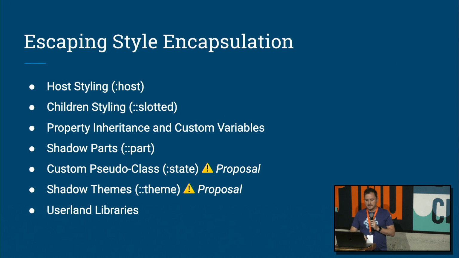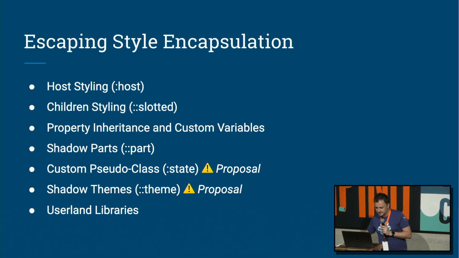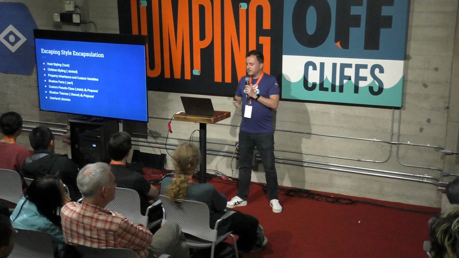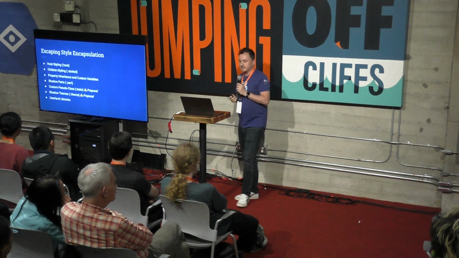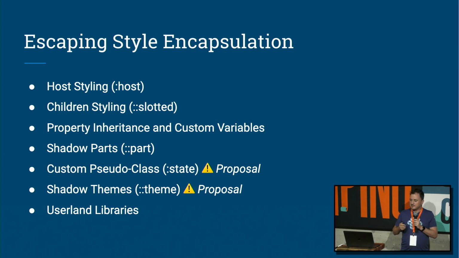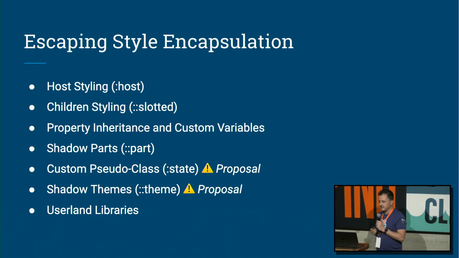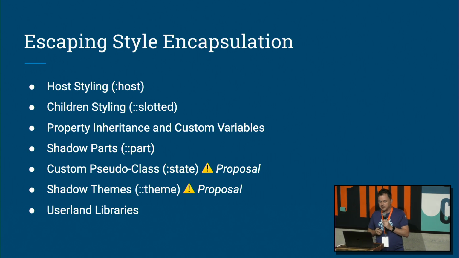So the techniques we're going to look at, sorry, the preview is very small here, so let me adjust this. All right. We are going to look at a number of different things here. One is styling the element itself, your host. Another is styling children. We're going to look at how CSS properties inherit through Shadow DOM, shadow parts, custom pseudo classes, theming, which is a proposal coming up, and then some userland library techniques. And we're going to do this all in the remaining part of my 20 minutes.